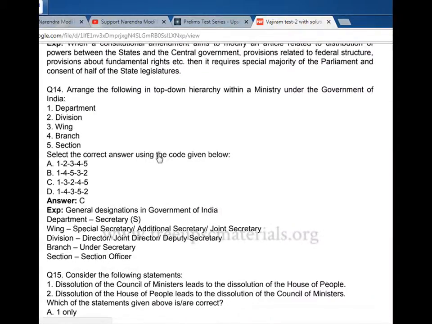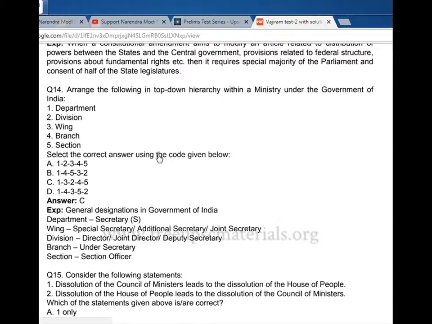Arrange the following in top-down hierarchy within the ministry under the Government of India. So it is department, top-down. First is department, then secretary. These are the designations in the Government of India: department secretary, wing special secretary and additional secretary, joint secretary, division director, joint director, deputy secretary, branch under secretary, section officer.